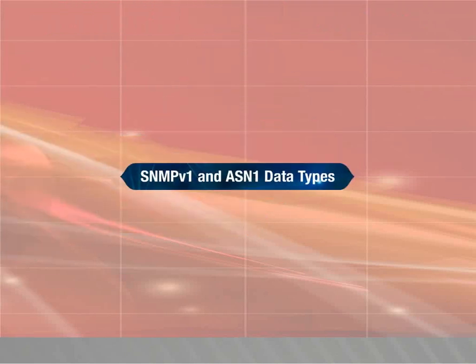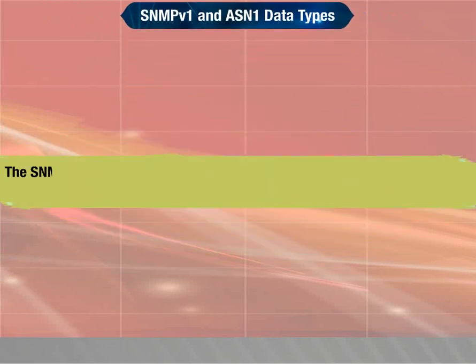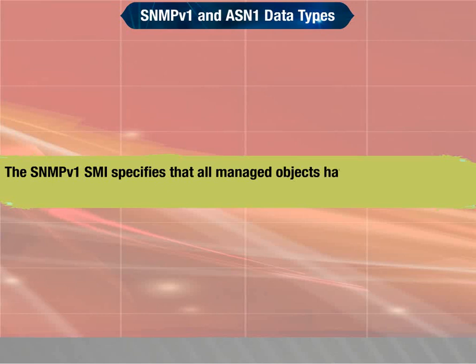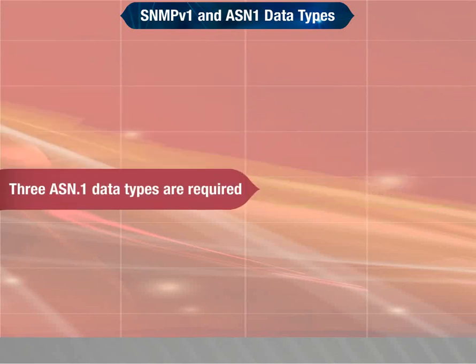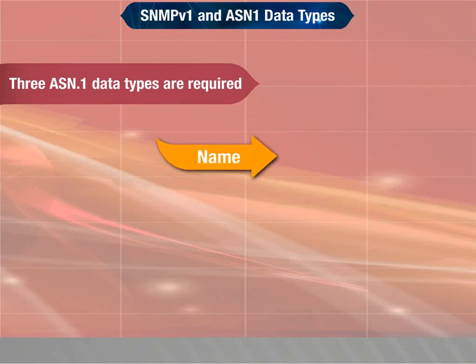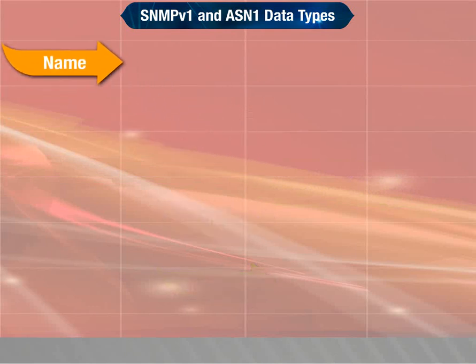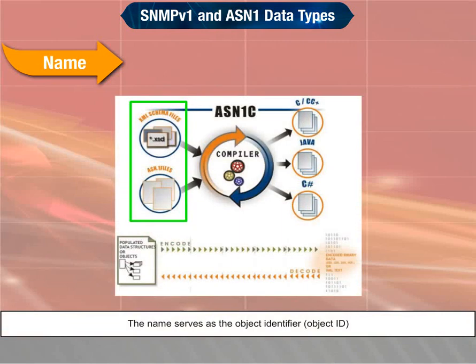SNMP v1 and ASN.1 data types. The SNMP v1 SMI specifies that all managed objects have a certain subset of Abstract Syntax Notation 1, ASN.1, data types associated with them. 3 ASN.1 data types are required: name, syntax, encoding. Name. The name serves as the object identifier, object ID.